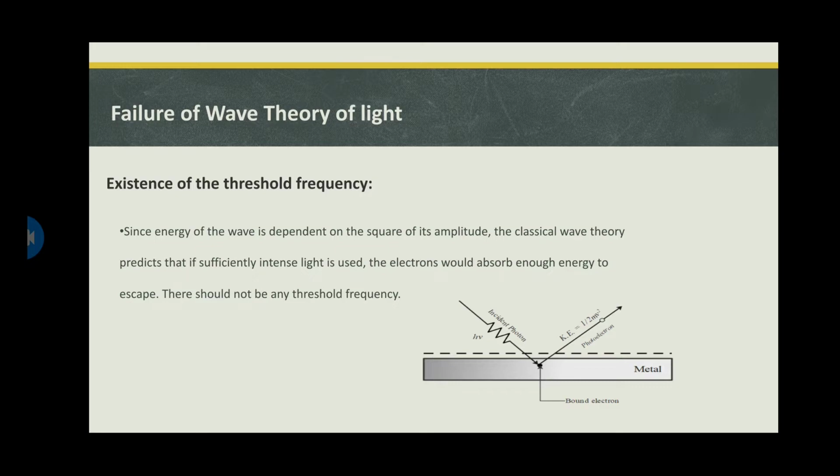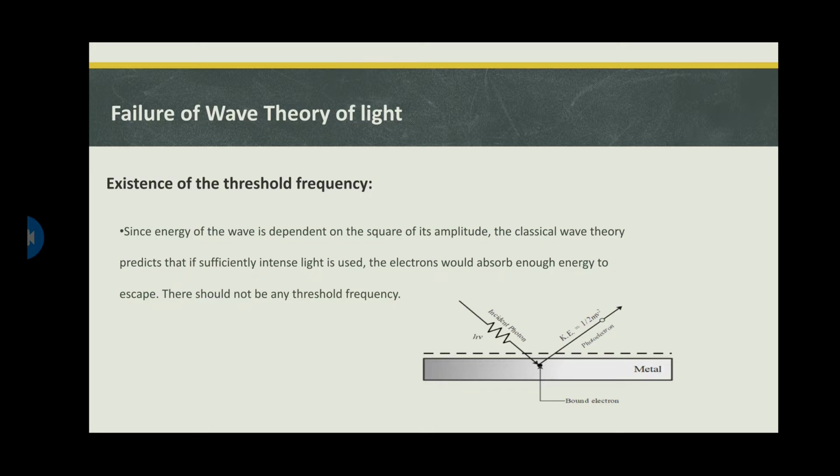Since the energy of a wave depends on the square of its amplitude, we can see in the classical wave that the energy of every wave depends on the square of its amplitude. The classical wave theory predicts that if sufficiently intense light is used, the electrons would absorb enough energy to escape. There should not be any threshold frequency.